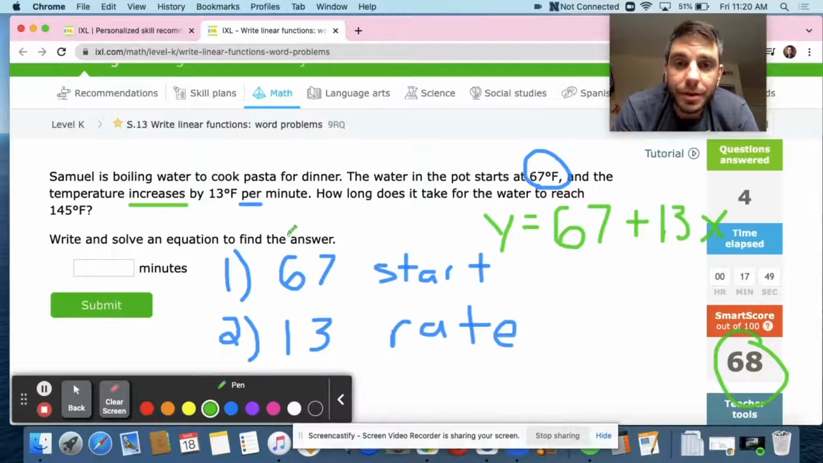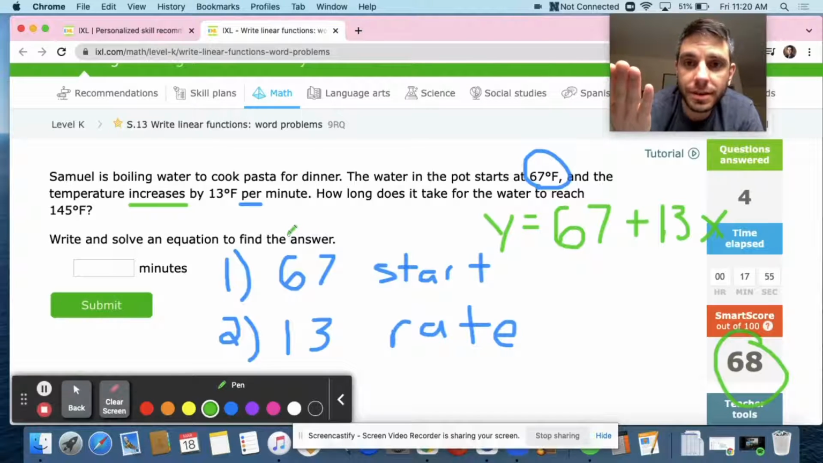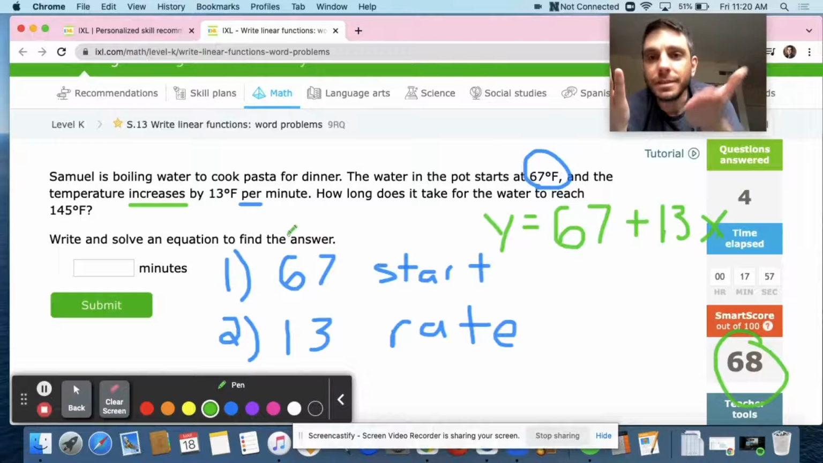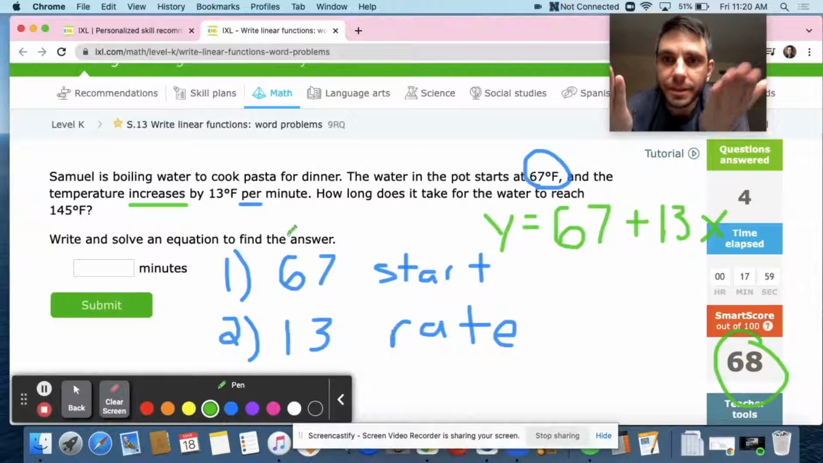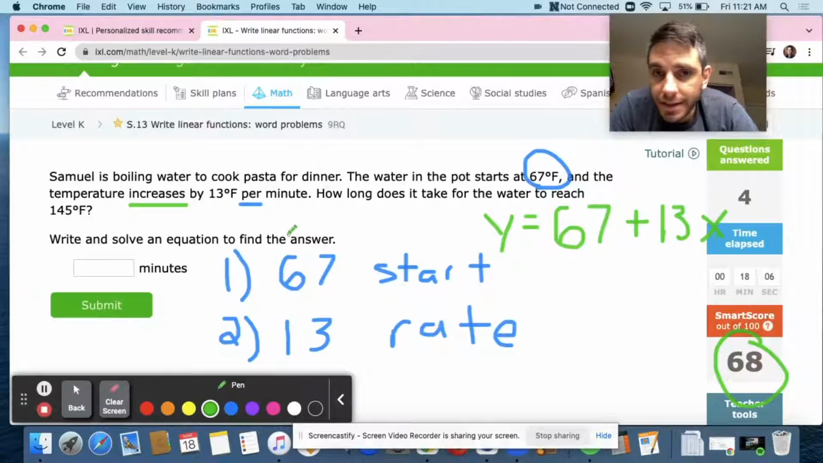However, there are two things that are changing in this question. As time changes, the water increases in temperature. So there's two changeable values, meaning two variables. And the letters y and x are just the generic letters that algebra language uses.